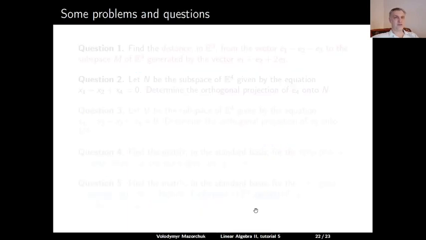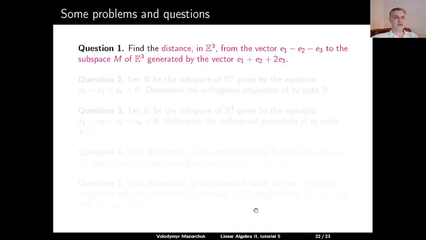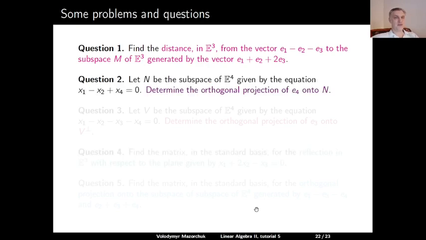Here are some other problems and questions. Question 1. Find the distance in E3 from the vector E1 minus E2 minus E3 to the subspace M of E3 generated by the vector E1 plus E2 plus 2E3. Question 2. Let N be the subspace of E4 given by the equation x1 minus x2 plus x4 is equal to 0. Determine the orthogonal projection of E4 onto N.